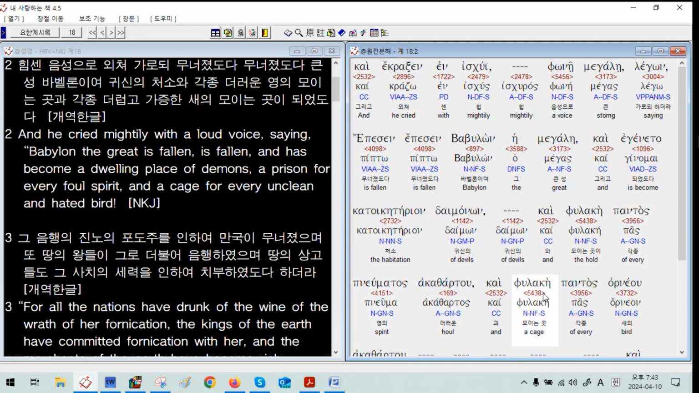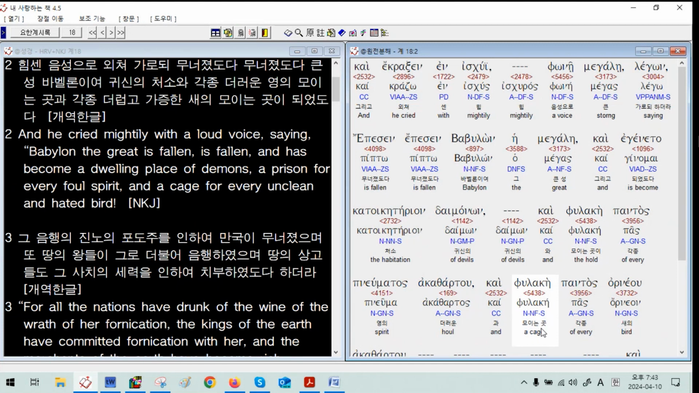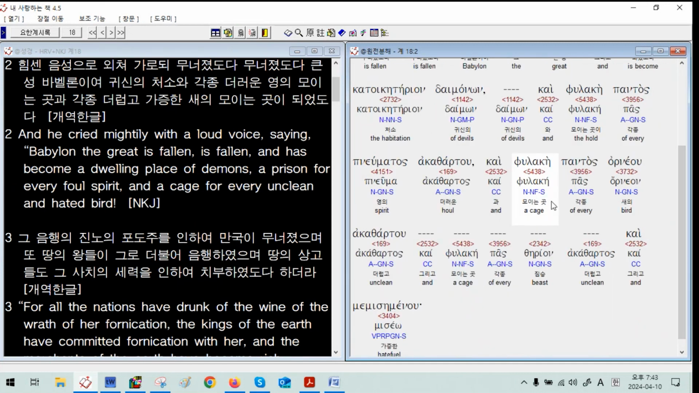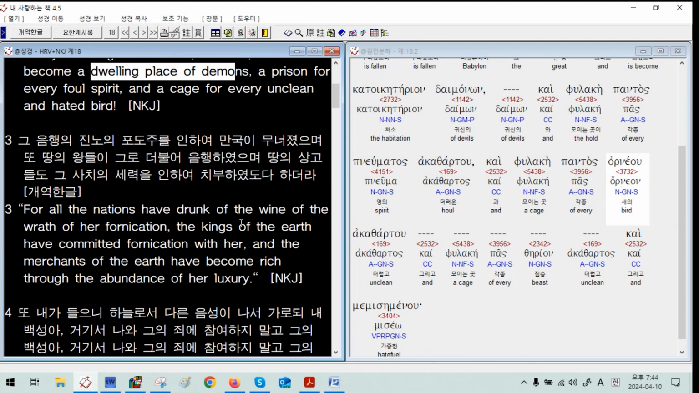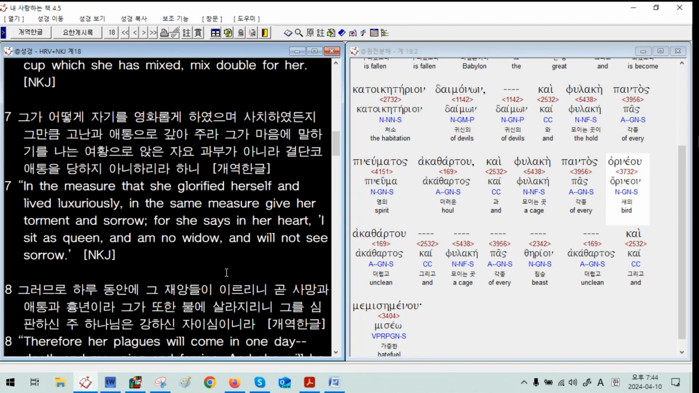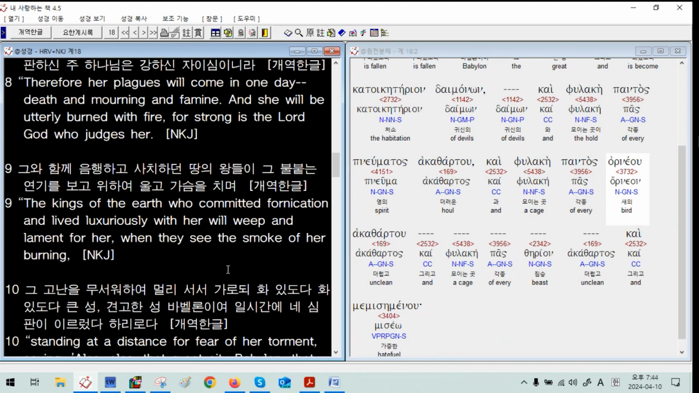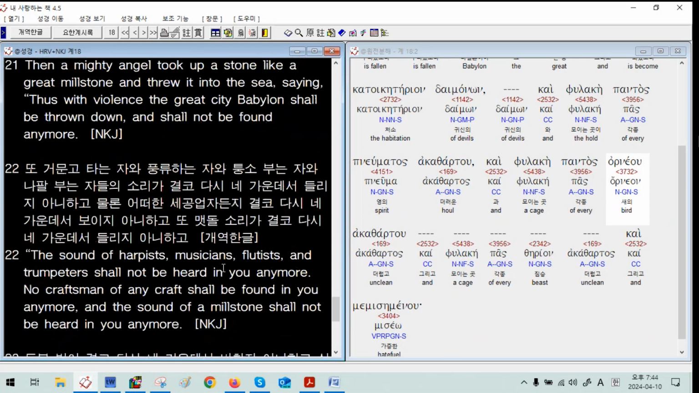And then prison, you see the same word here, but one is translated as prison in the New King James, the other translated as cage. It's the prison also. Prison, every unclean bird. So every unclean bird, every unclean spirit, which is the dwelling place of demon. That Babylon is what? Fallen. That is talking about the Book of Revelation chapter 18 throughout all the way to the chapters here, right?